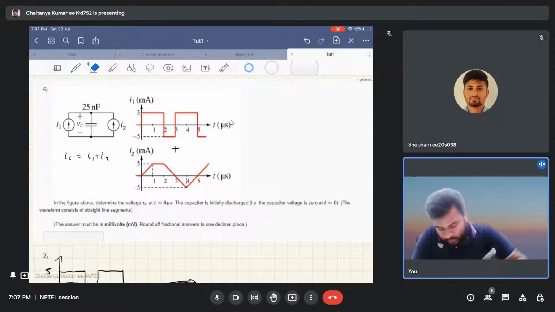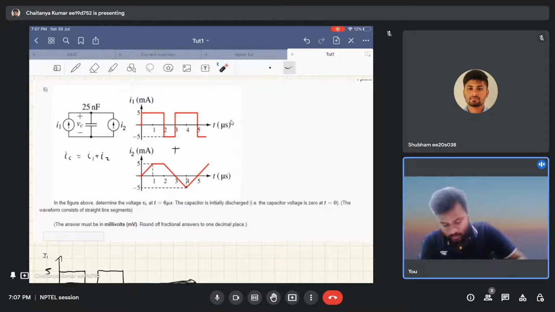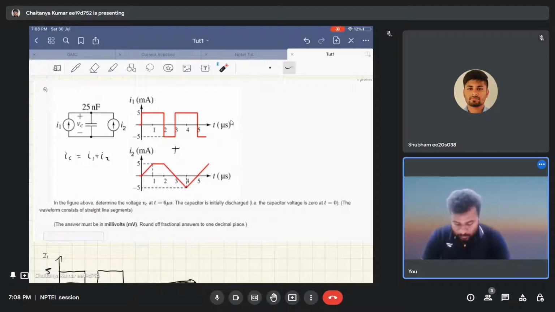What is there in this question is that we have two current sources that are pushing current into a capacitor, and the waveforms of these current sources have been given in the question itself. What you need to do is find the capacitor voltage at the time instance given, that is 6 microseconds. So kindly proceed with the question, and let me know if you come up with the answer in the chat box.